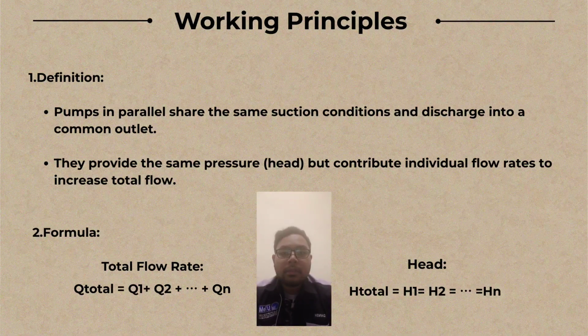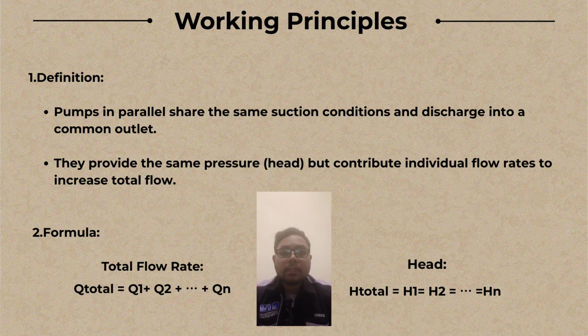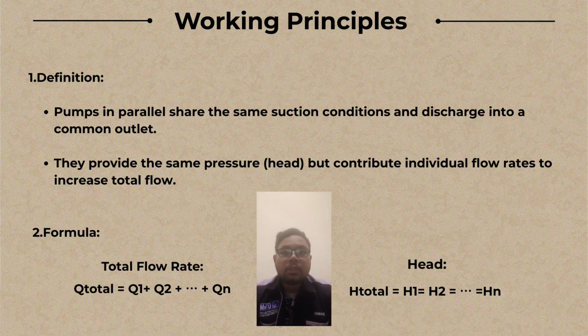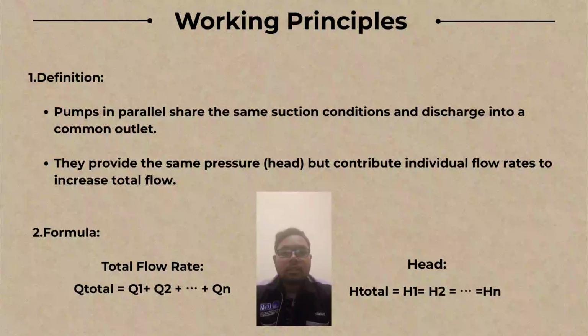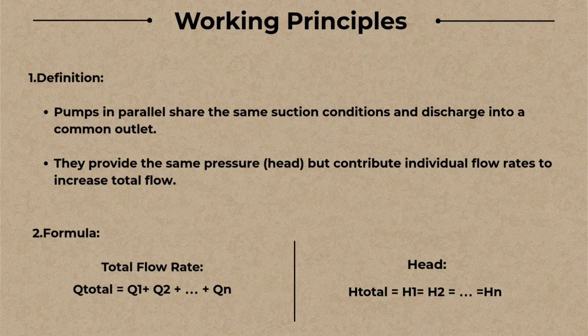We can see that the formula for total flow rate is Q total equals Q1 plus Q2 plus Qn, where n is the total number of pumps, and then the head is H total equals H1 equals H2 equals Hn.